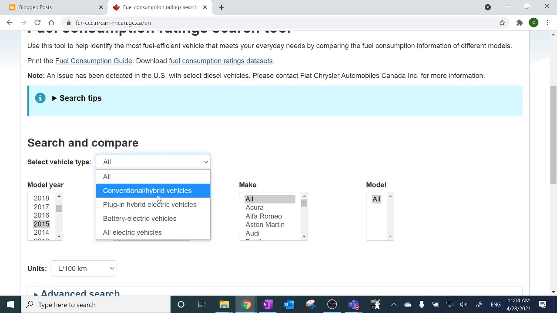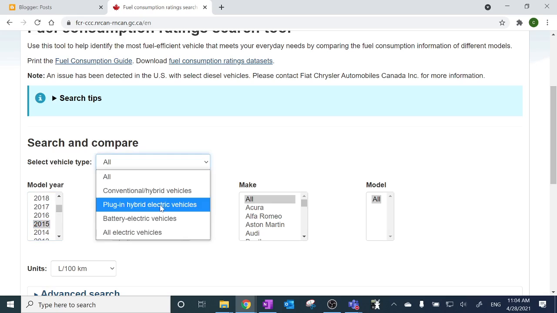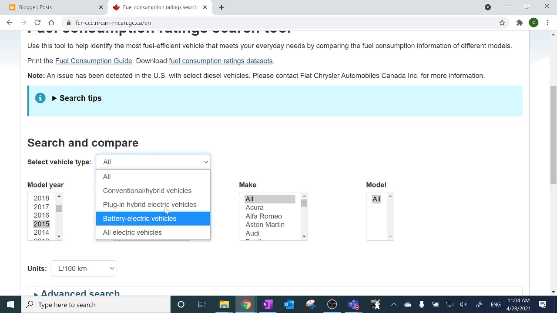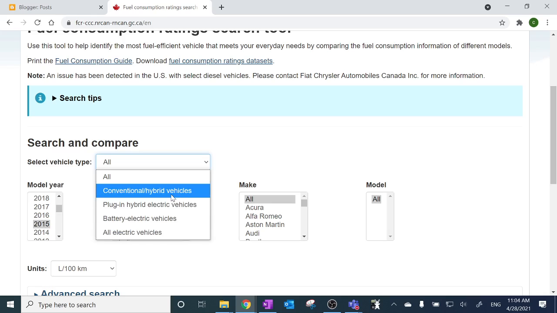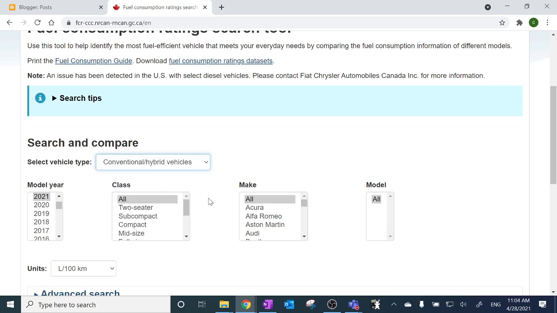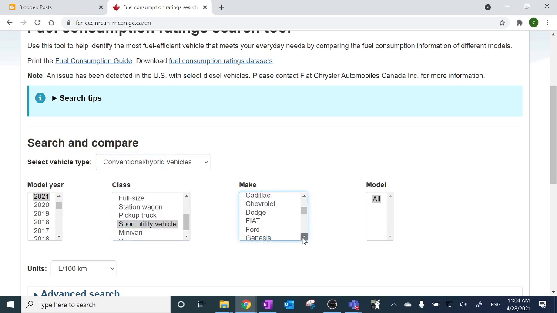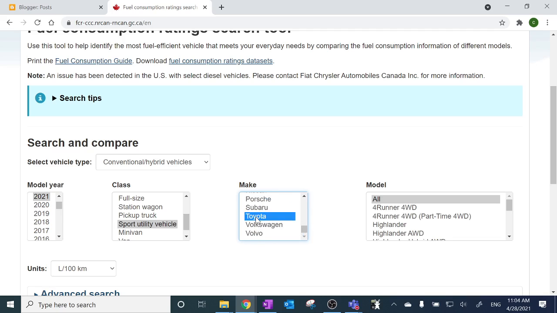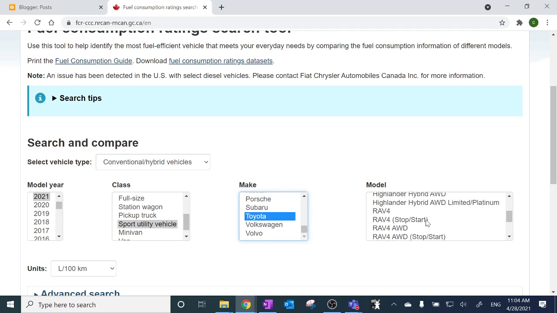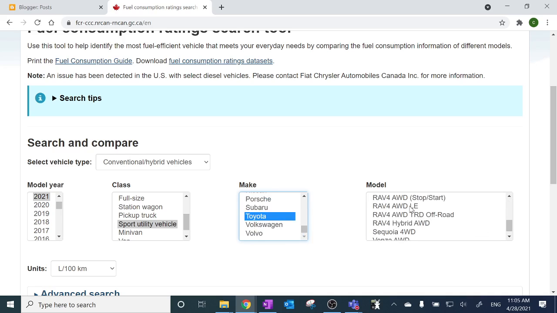Look at this, you can actually compare gas to electric. We'll do that in a minute, but I'll do my vehicle first. So it's a conventional or a hybrid vehicle, so it's conventional. Let's see, I have a sport utility vehicle, and mine is a Toyota. And I have the RAV4 XLE, all-wheel drive LE, that's me.